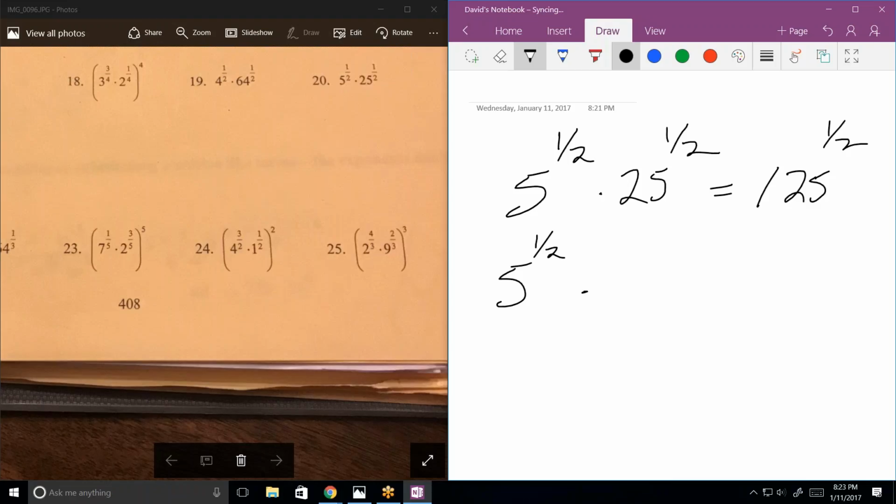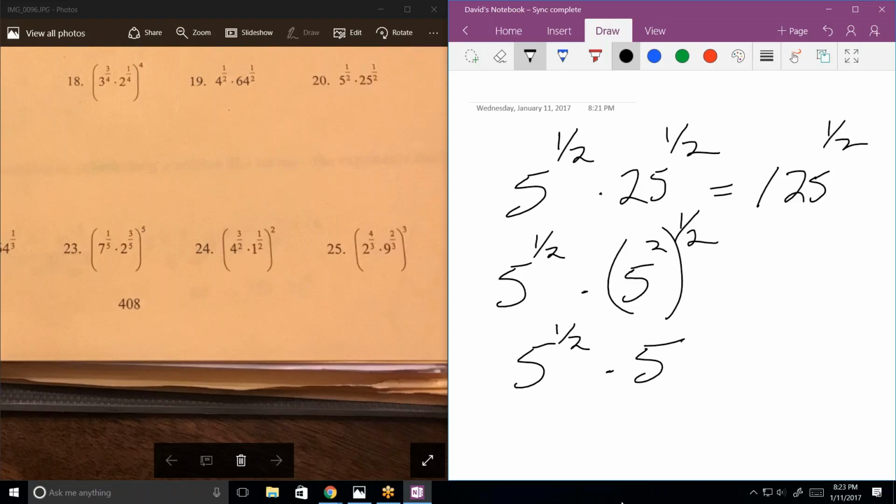25 is 5 to the second power. That's correct. And now what can I do? I still have 5 to the 1/2 here. What's this become? 25 to the 1/2 power? Well, actually, we could multiply the exponents first. So that'd be 2 over 2, which is 1, so it'd be just 5. Just 5, exactly. Notice you didn't have to deal with a number bigger than 5.